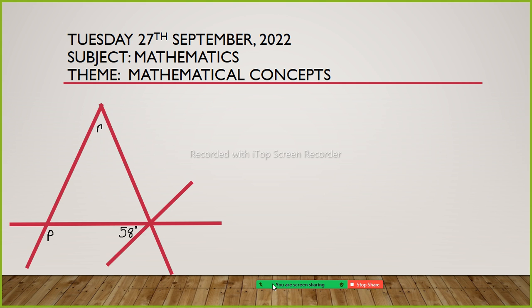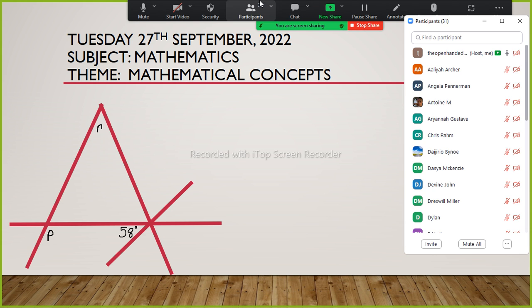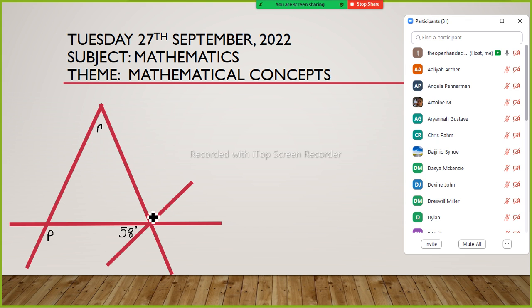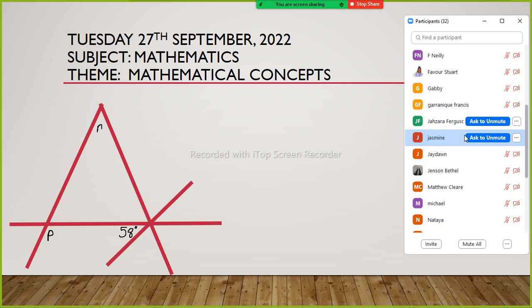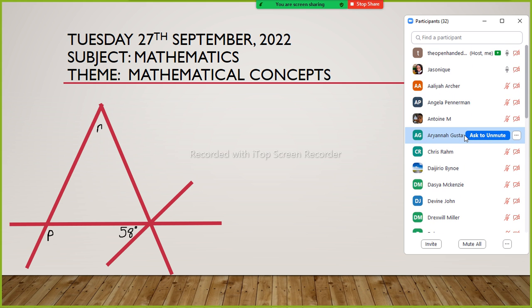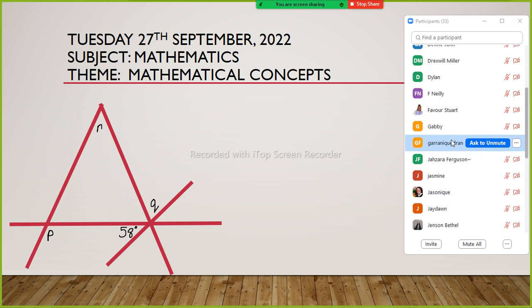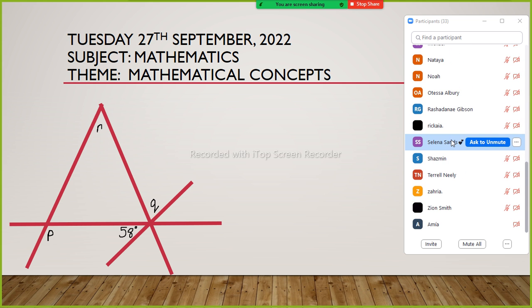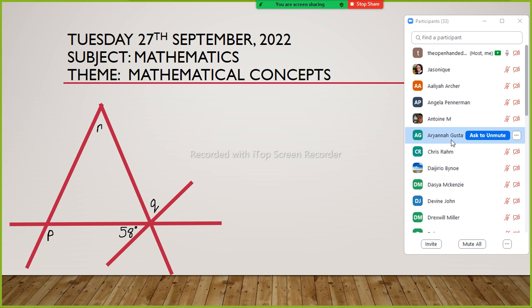And let's say that this one is, what letter could we use for this one right here? We have P, R. What letter could we use here? Anyone have any favorites? Should we use J? That's biased. Yeah, very biased. Let's use Q. Okay, it's okay. All right.